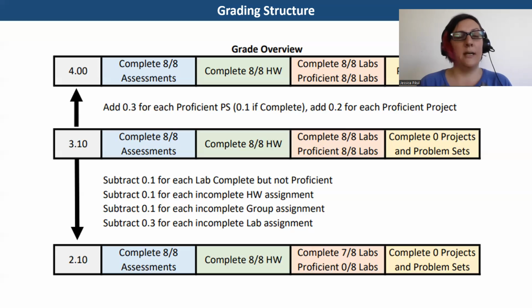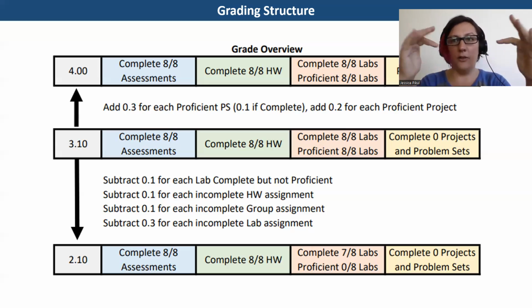If you don't complete an assessment activity, a weekly one, and sorry, that says group assignment, that's incorrect, you'll drop 0.1 in your GPA as well. So one way of thinking about that is all those ways things drop. Usually a 2.0 is what you need to move on to the next class.